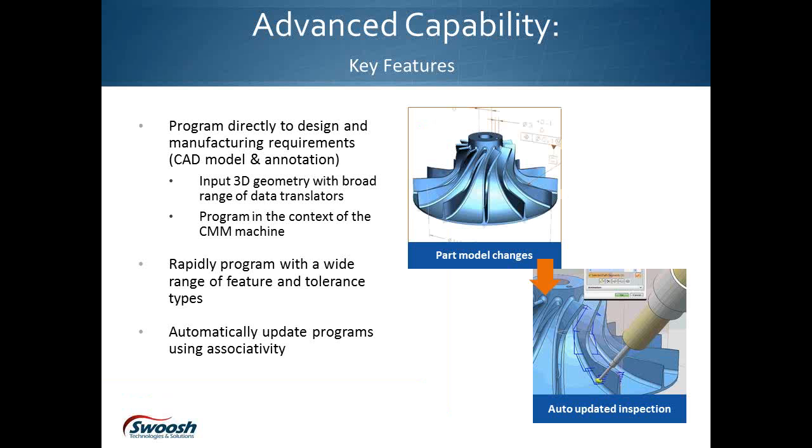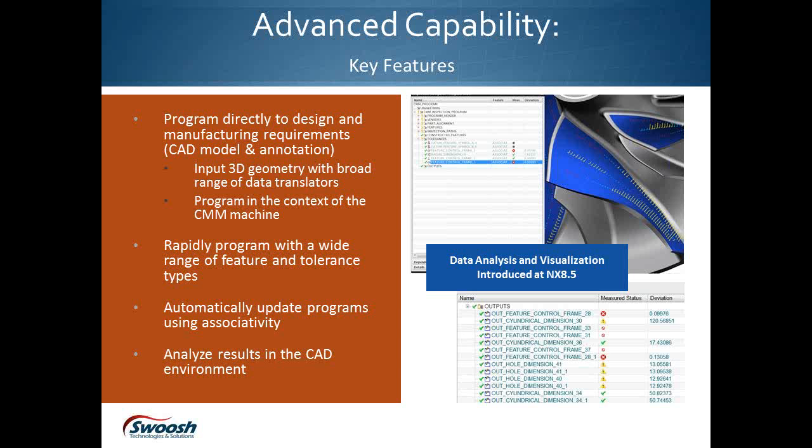Okay, and another thing that I'll touch on a little later is automatically updating the programs using associativity. And then we can also analyze our results in a CAD environment. So we go ahead and probe, and we get our feedback, and you can see here that you can visualize what's out, which is really cool because you can see what's actually happening on your part. So this feedback can be given to the designers, and they can figure out where they need to add more material.